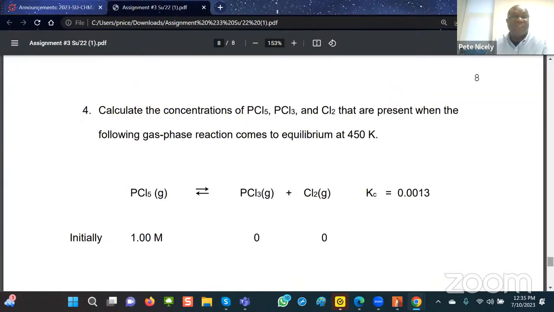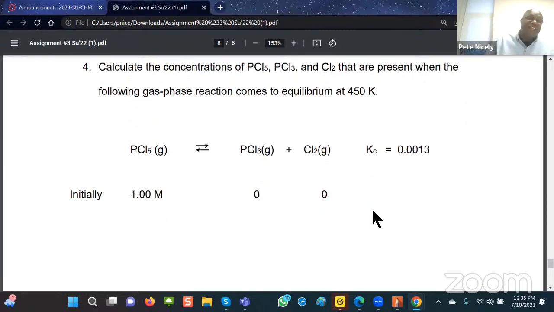All right. So the question says, you're to calculate the concentration of these three components that are present in the following gas phase reaction that comes to equilibrium at 450 Kelvin. It gives you the Kc value and it gives you the initial amounts of each of these components, all right? Based on what we covered in the last question, you should be able to at least make a start on this one. So my question to you is, what would be the first step in this process?